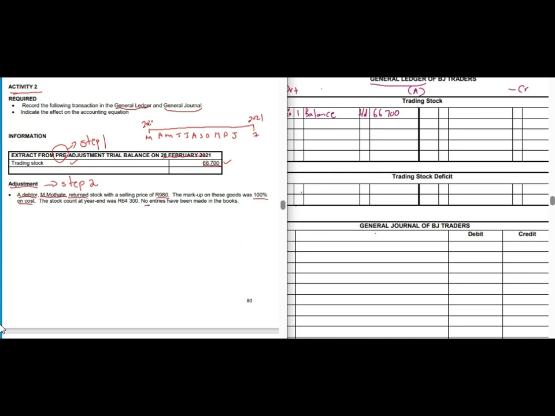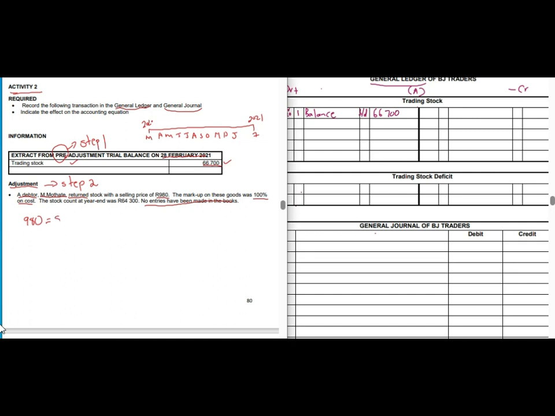So guys, now we need to record this transaction. First, this debtor returned goods that are worth 980, not 980,000, 980 rand.